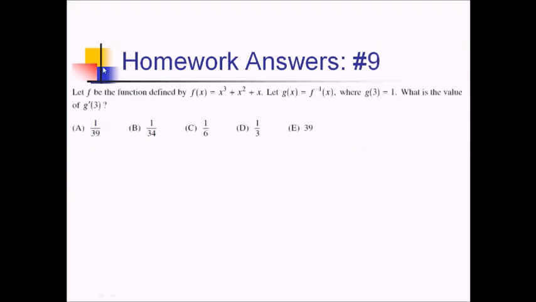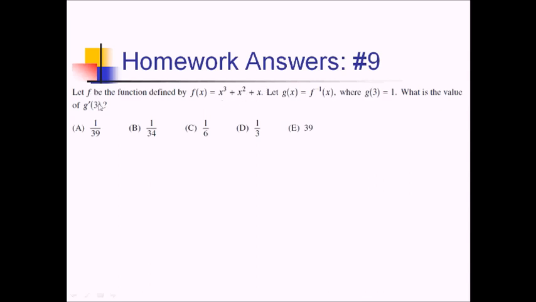On number 9, f is this polynomial function, and g is the inverse of f. And we have g of 3 equals 1. We want to know the value of g prime of 3. So one way to do this would be to try to calculate the inverse of this, which is going to be a huge mess, if not impossible because of this squared term. Another way to do it is to just use the inverse formula.